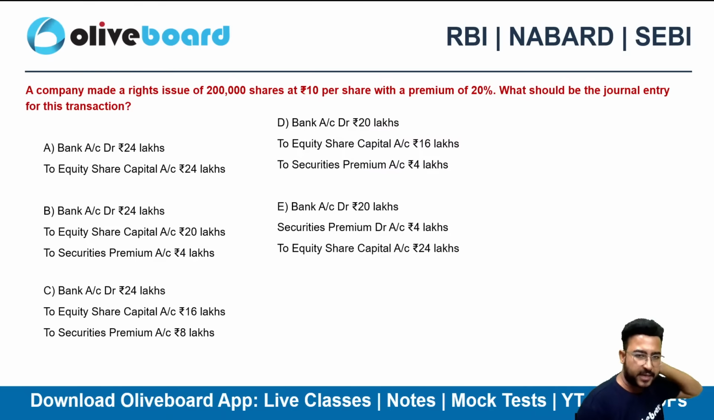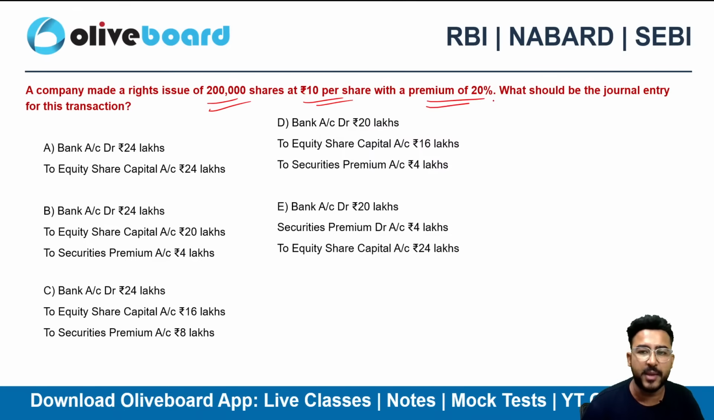Next one, can you guys tell me the journal entry? Now, usually in IFSC A, journal entries are not asked, right? Still, on a concept basis, you can easily answer this question. A company has made a right issue of 2 lakh shares at 10 rupee at a premium of 20%. At a premium of 20%. So can I say that this is the face value, this is the number of shares?